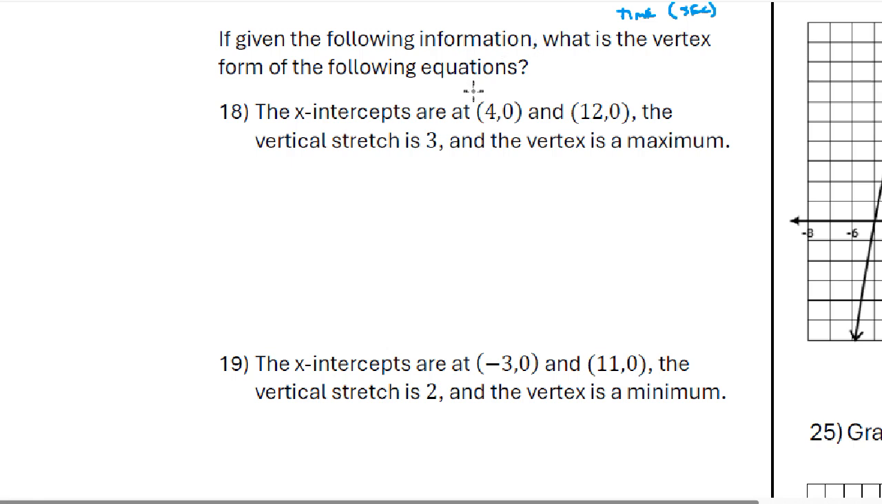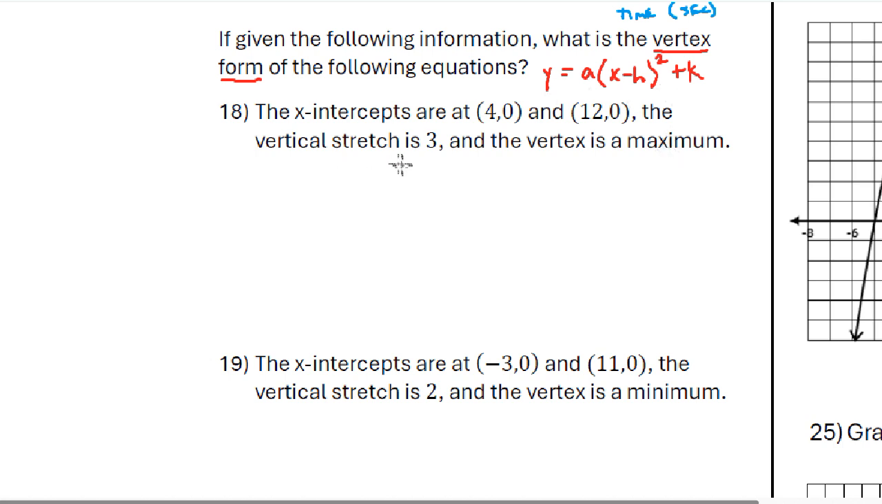All right, let's take a look at the prompt. It says, given the following information, what is the vertex form of the following equation? So they're looking for us to actually write out vertex form. And if you remember, vertex form is going to be y equals a times (x minus h) squared plus k. And if you think about this class, all we need to know is the vertical stretch and the vertex.